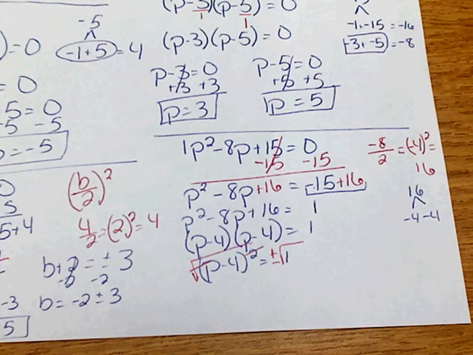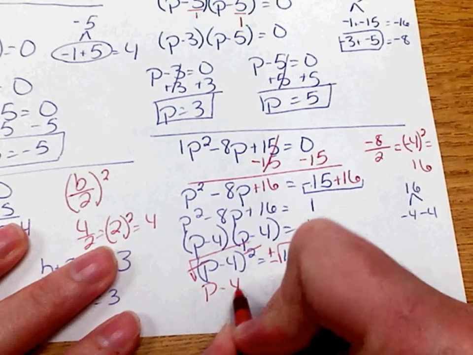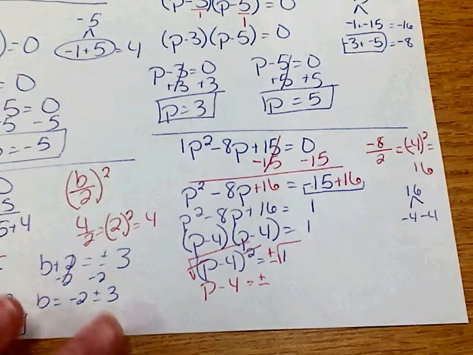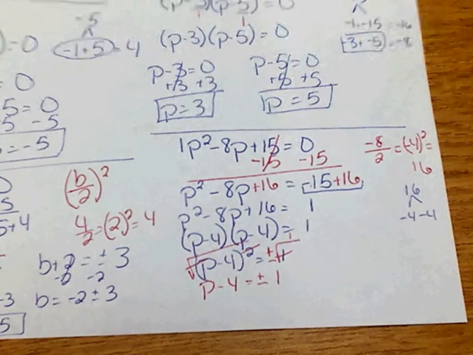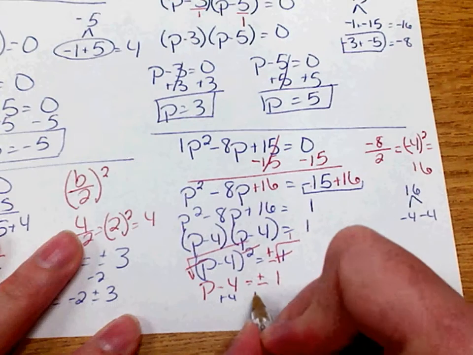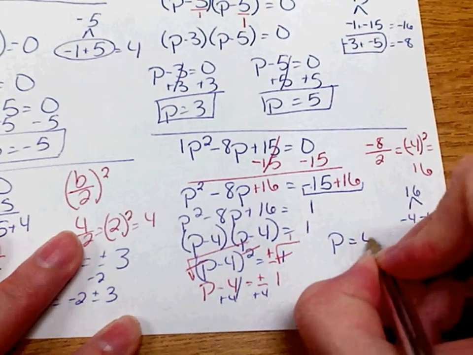So then here, what's left over here is p minus 4. And then what's left over here, you have plus or minus. And what is the square root of 1? Well, the square root of 1 is 1. So you just have plus or minus 1. Okay. Now we need to add 4 to both sides. And that gets us p equals 4 plus or minus 1.